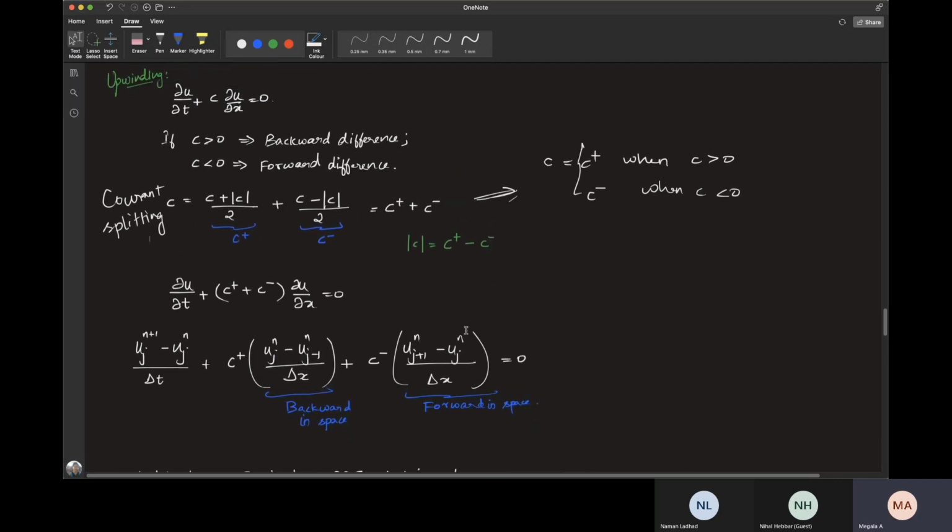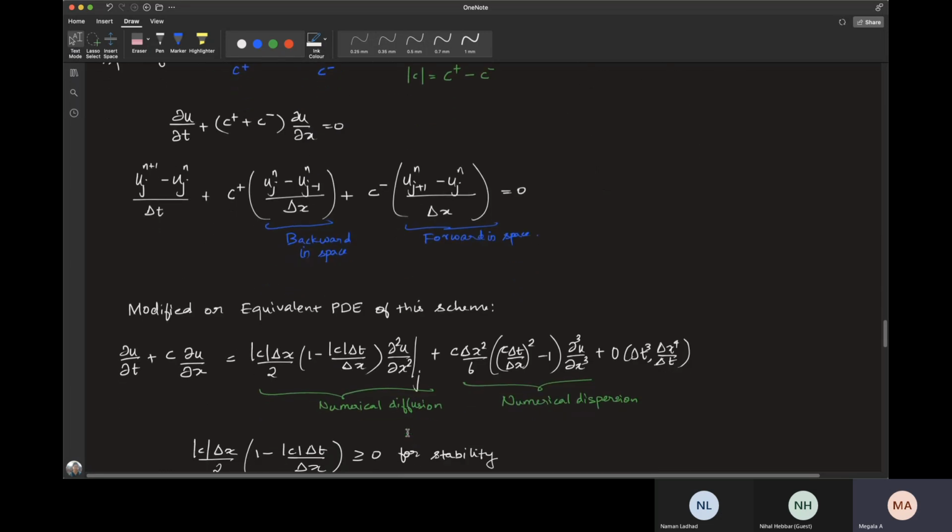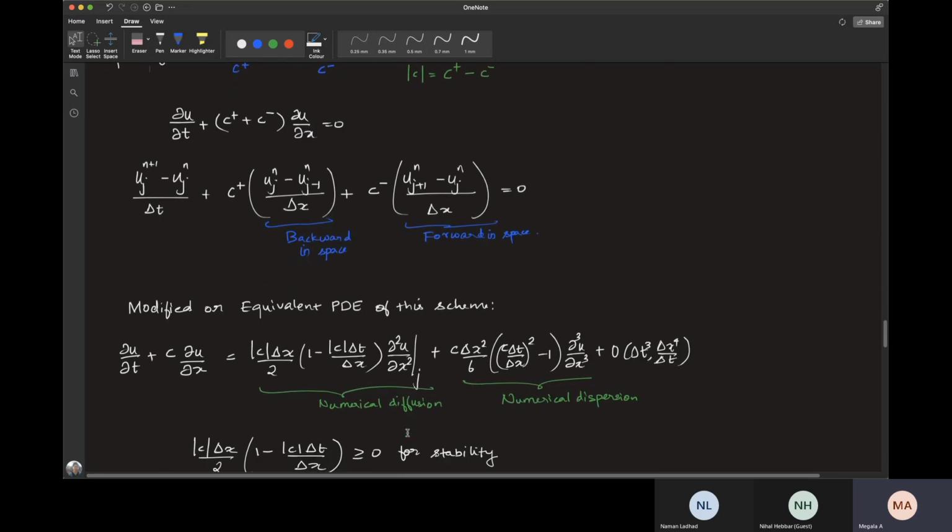Now for this kind of an upwind scheme, we have seen how to do modified PDE or equivalent PDE analysis. Here I'm not doing the analysis completely. I'm just writing down the final expression that we may get in the modified PDE analysis.